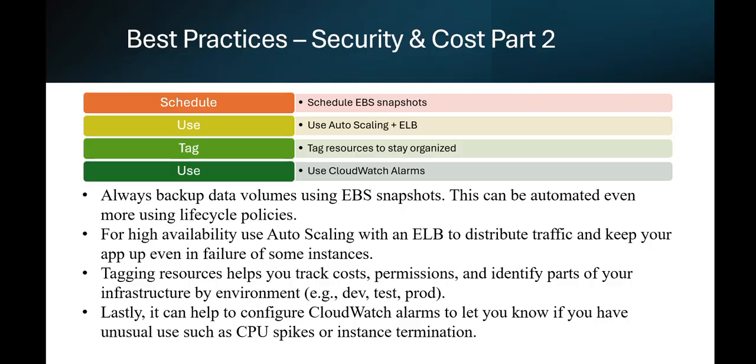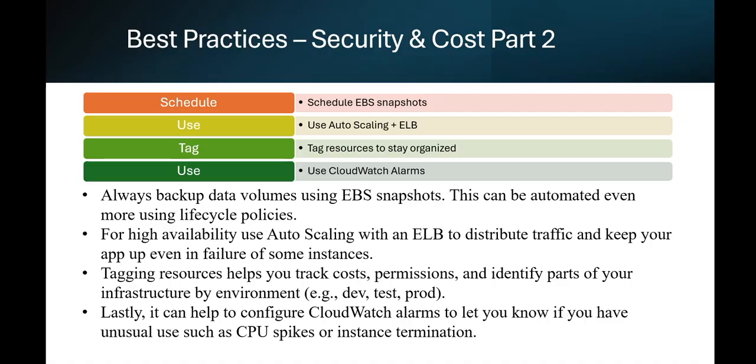And here is part two of best practices. First one is schedule, use, and tag. Schedule EBS snapshots. Always back up data volumes using EBS snapshots. This can be automated even more using lifecycle policies. Secondly, use auto scaling plus ELB. For high availability, use auto scaling with an ELB to distribute traffic and keep your app up even in failures of some instances. Tagging resources helps you track cost and permissions and identify parts of your infrastructure by environment.